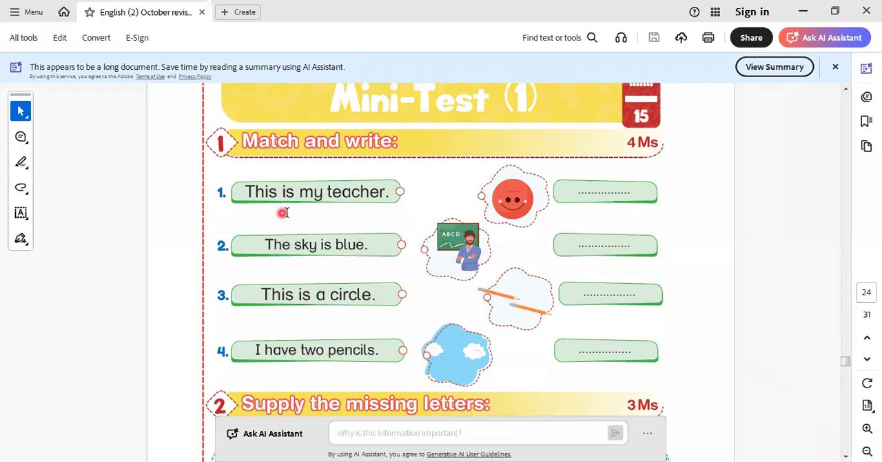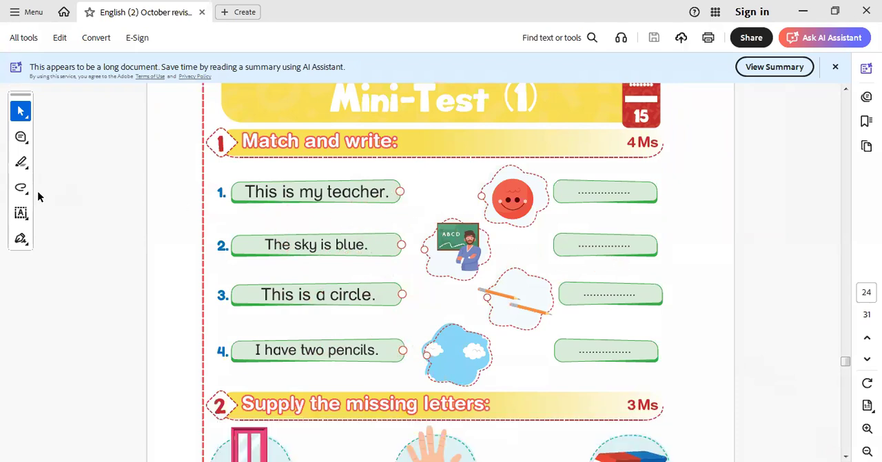Here we say, this is my teacher. Which picture describes this one? This one. So I put here number 1. Next one. The sky is blue. Which one is the blue sky? Number 2. This is a circle. Which one is the circle? Number 3. I have two pencils. Which one? Two pencils? 1, 2. These two pencils. Okay. Let's go to another question here.